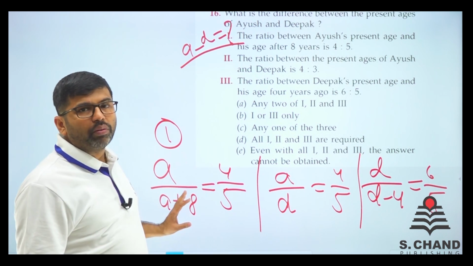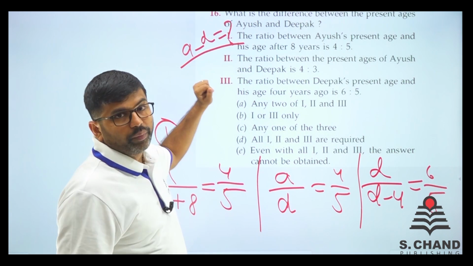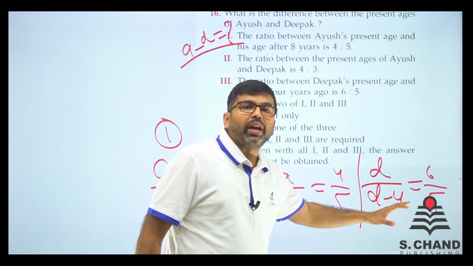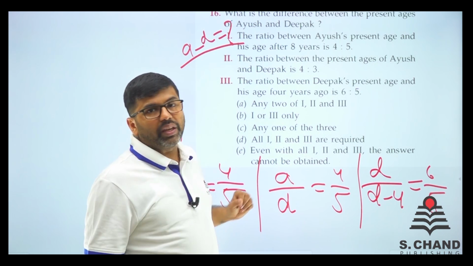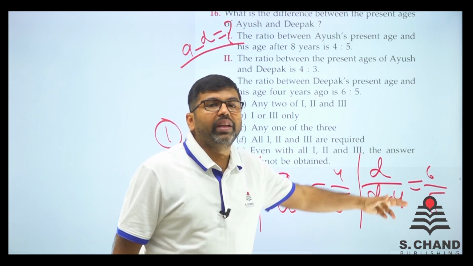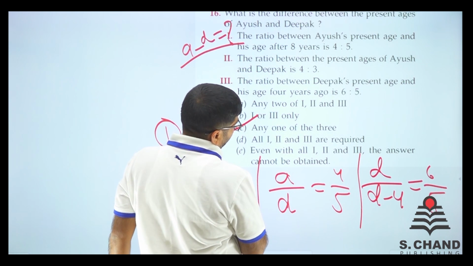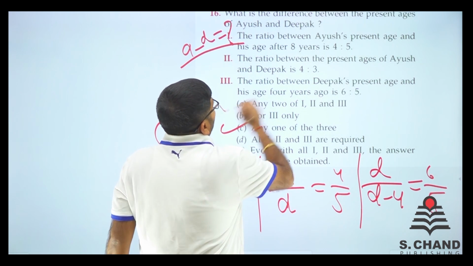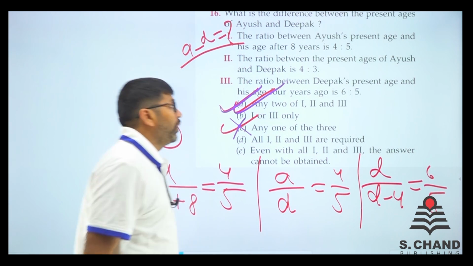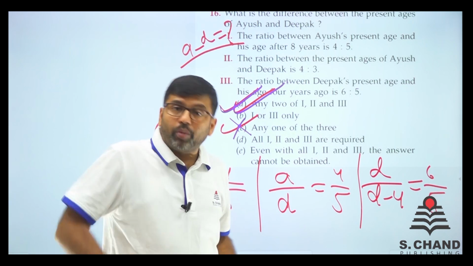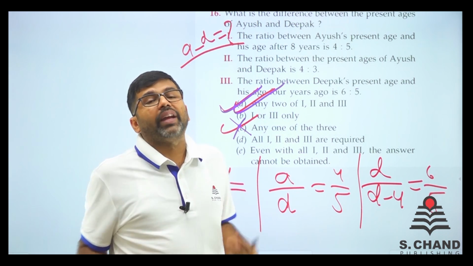यहां से a की वैल्यू निकालो, यहां पुट कर दो, d की वैल्यू आ जाएगी, डिफरेंस निकाल सकते हो. यहां से d की वैल्यू निकालो, यहां पुट कर दो, a की वैल्यू आ जाएगी. यहां से a की निकाल लो, d की निकाल लो, डिफरेंस कर लो. सो एनी वन ऑफ द 3 नहीं होगा, एनी टू ऑफ द 3. आप इन तीनों में से कोई भी दो ले लीजिए, मुझे a और d का डिफरेंस निकल जाएगा और वही हमें निकालना है.